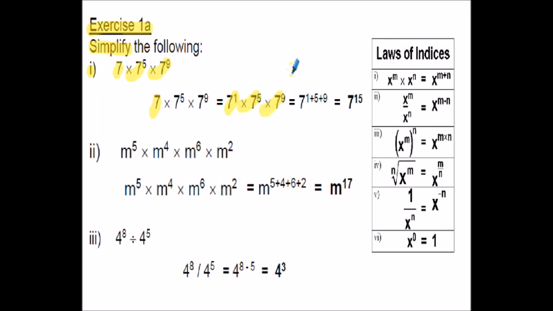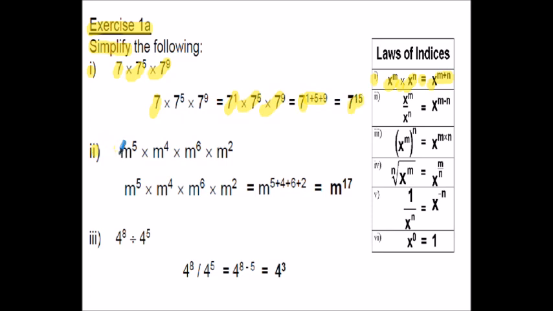This is a first law of indices problem because the bases are all 7, all the same, and all the terms are multiplied together. So that follows the first law of x to the m times x to the n is simplified to x to the m plus n. So we're just simply going to add up the indices. So it's 7 to the power of 1 plus 5 plus 9, that's 7 to the 15.